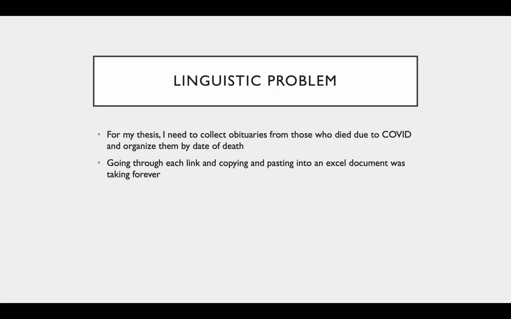So, my problem for my thesis, I need to collect obituaries from those who had died due to COVID and organize them by date of death. My thesis is looking at the semantic frames that we use to talk about death by COVID throughout the course of the pandemic. And so to do that, I'm looking at obituaries. But going through each link and copying and pasting the obituary text into an Excel document was taking forever. And then I also had to organize them by date of death.